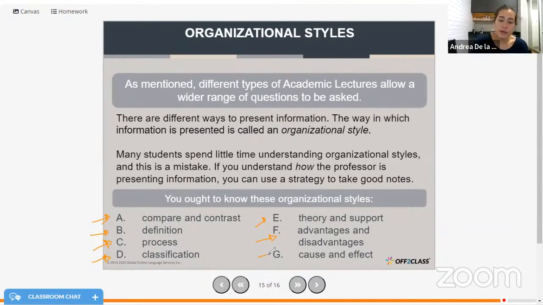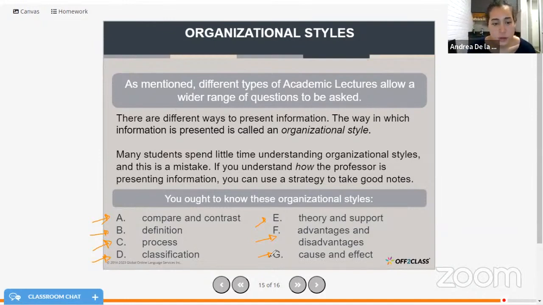Sometimes you have cause and effect. Maybe the causes of pollution, the effects of pollution. So those are really common types of structures. Those are the most common types of organizational styles, as I say here. Understanding this is going to be the base of how you take your notes, and how you take your notes really defines a big part of how well you can answer the questions.